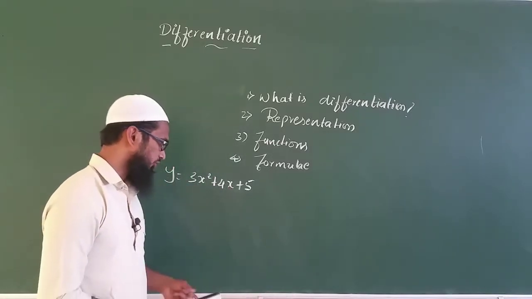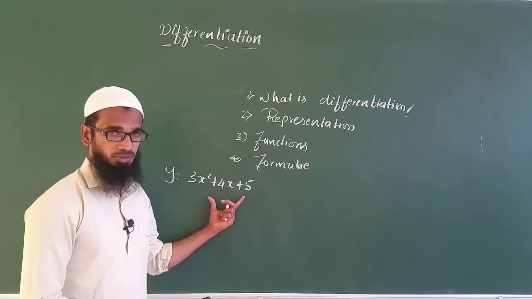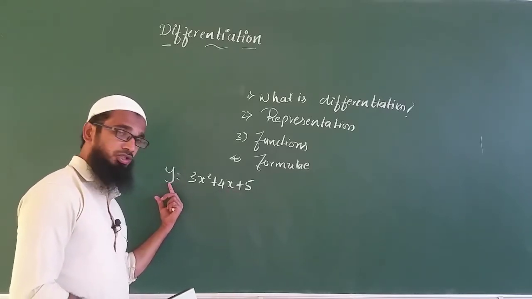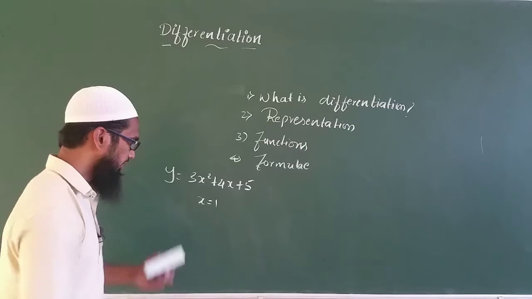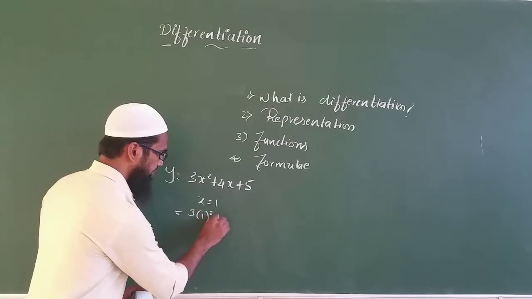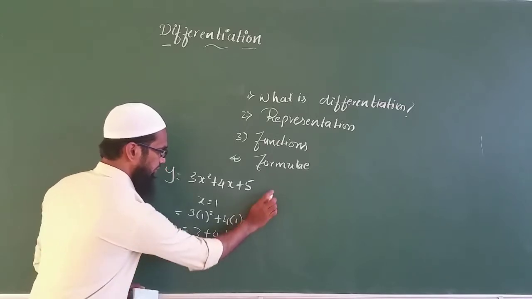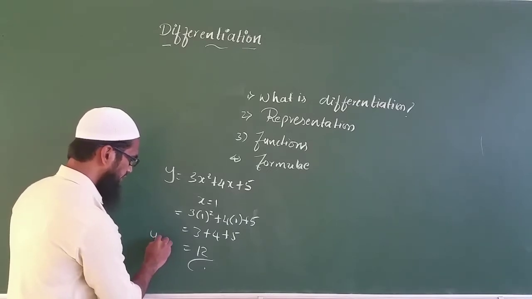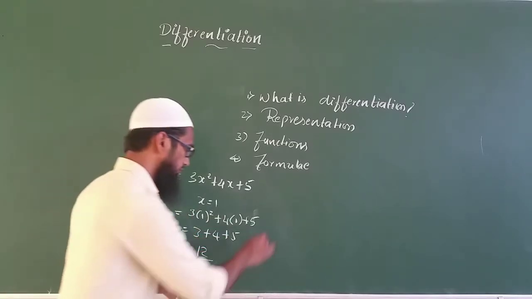In this function, y is a function of x. When I change the value of x, you can see the changes in the value of y. For example, if I take x equal to 1, substitute the value of x in the function. It becomes 3 into 1 square plus 4 into 1 plus 5, which gives 3 plus 4 plus 5, which gives 12. So y is 12 here.